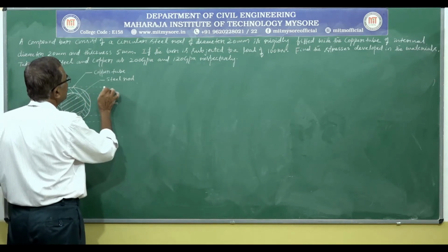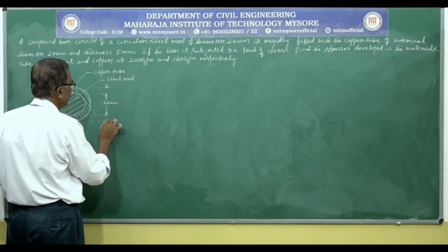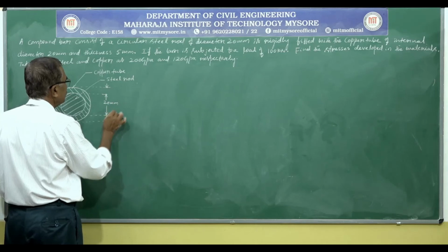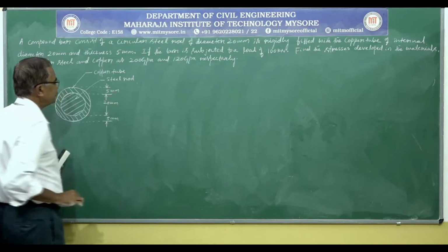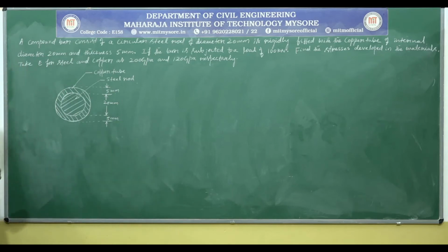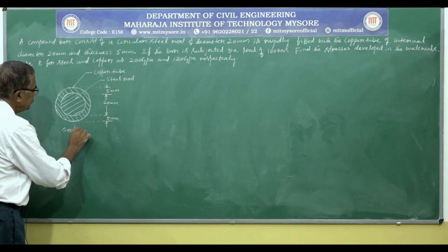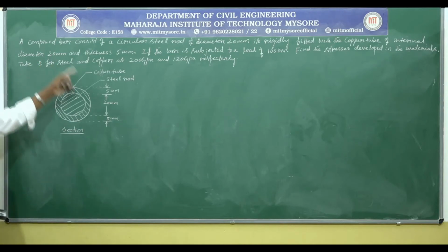Copper tube having a thickness of 5 millimeter. So, this is the cross section. Based on the cross section, now we can write the diameters.